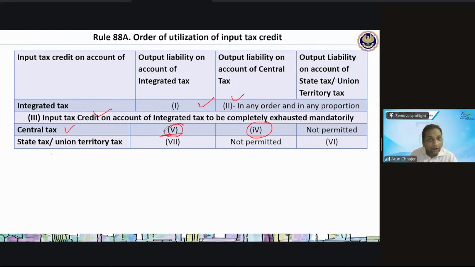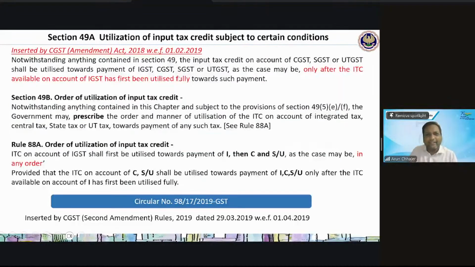Sir, why not in the law? Go to section 49A. What it says is that ITC of C and S can be given in any manner. Can be given to I, can be given to C, can be given to S. After the ITC of I becomes 0. Only one condition.